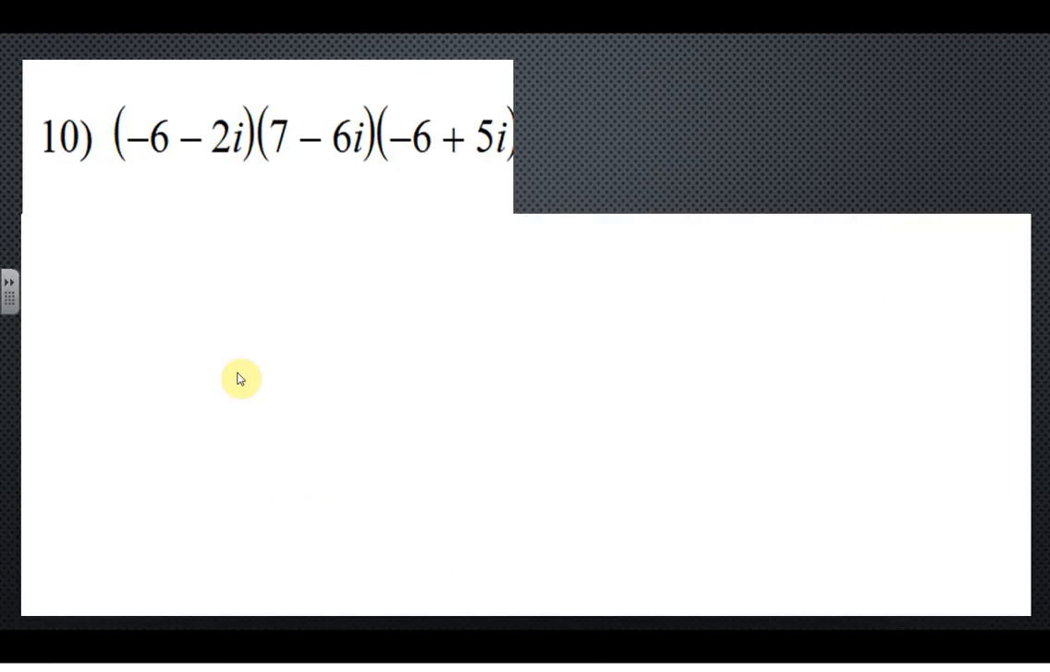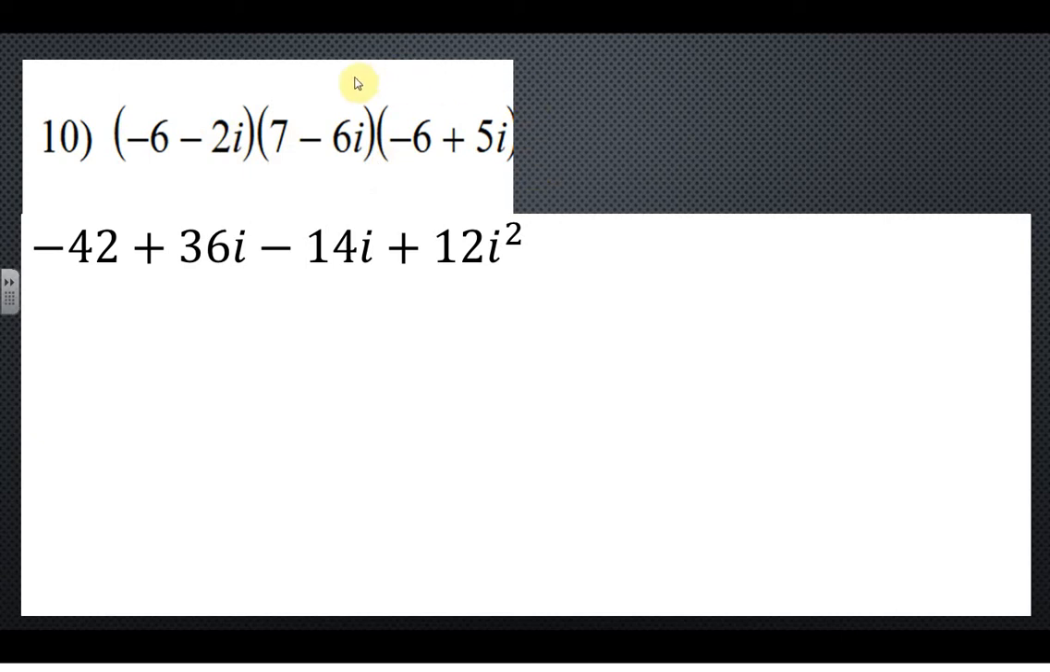If we're going to take it up a notch, I think you've done this before. You can handle this. Do one, then do the other. Focus on the first two, or if you think those two look easier, do those two. But let's just go in order. So we're going to double distribute. I did the first one. So negative 6 times 7, negative 6 times negative 6i, negative 2i times 7, negative 2i times negative 6i.